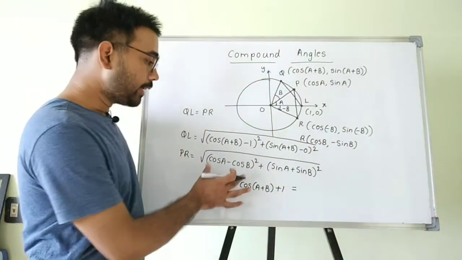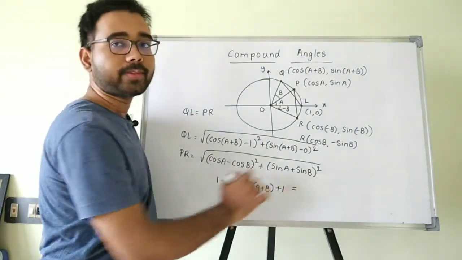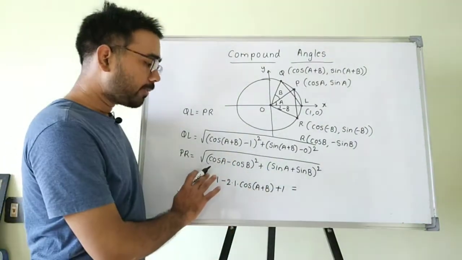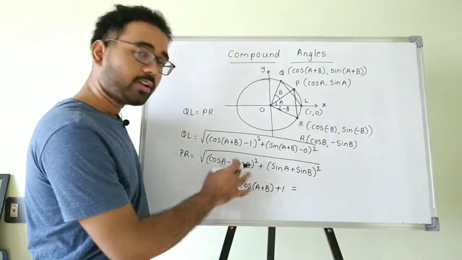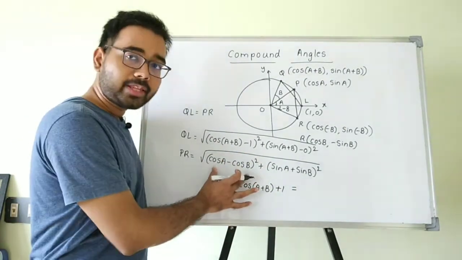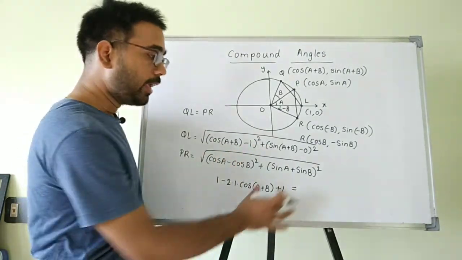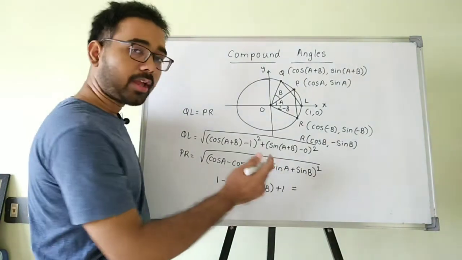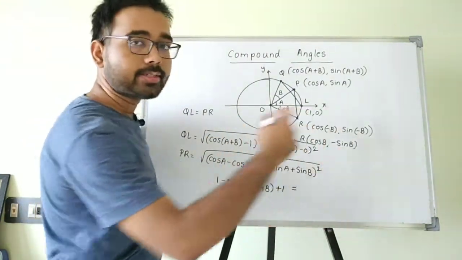So in this there will be 6 terms. 3 terms from this and 3 terms from this, isn't it? The 3 terms from here, (A minus B) whole square, are cos square A minus 2 cos A cos B plus cos square B. And the 3 terms which we are going to get here, (A plus B) whole square, are sin square A plus 2 sin A sin B plus sin square B.